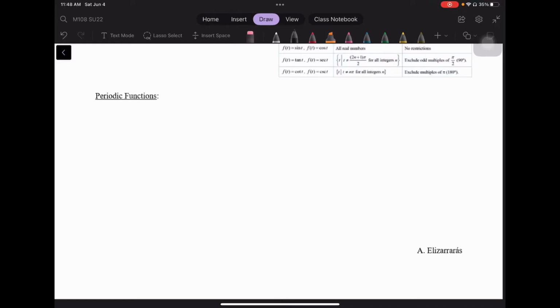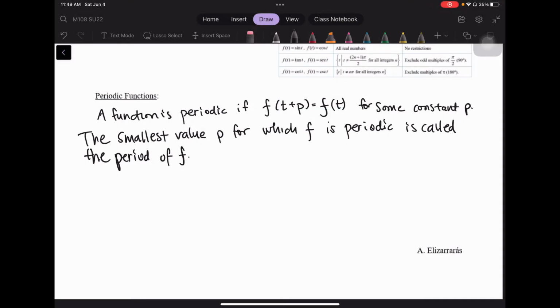We call functions periodic if they repeat over a certain period. So if you get back to the same values, you have a periodic function. A function is periodic if f(t + p) is equal to f(t) for some constant p. And the smallest value of p for which f is periodic is called the period.